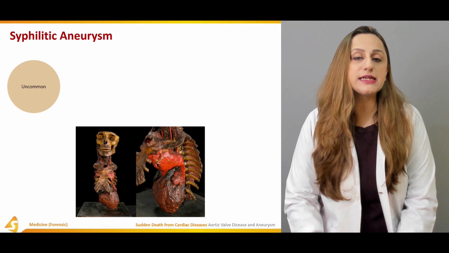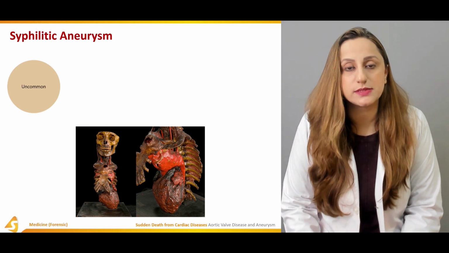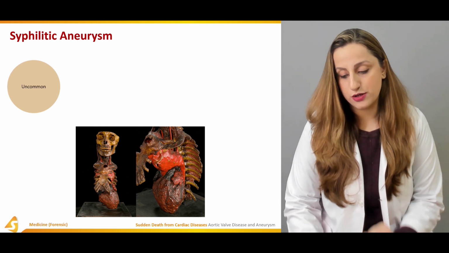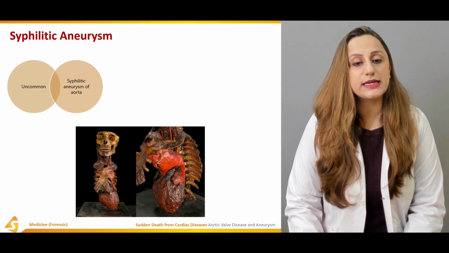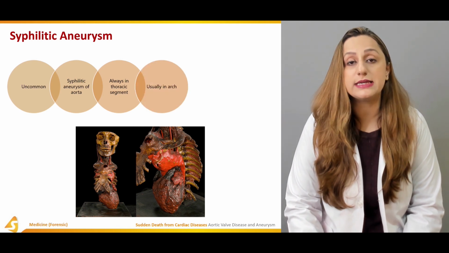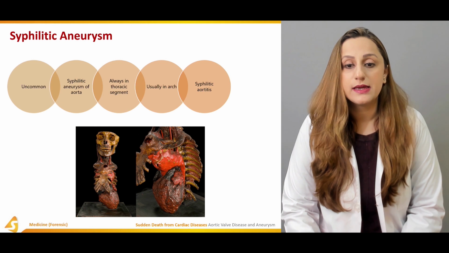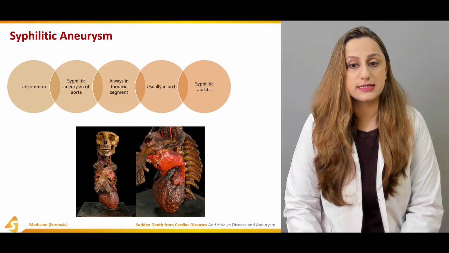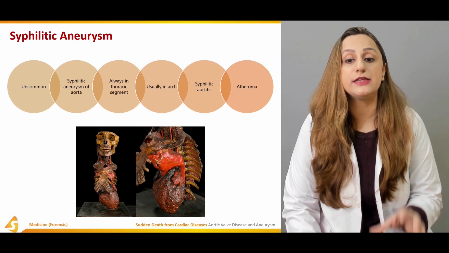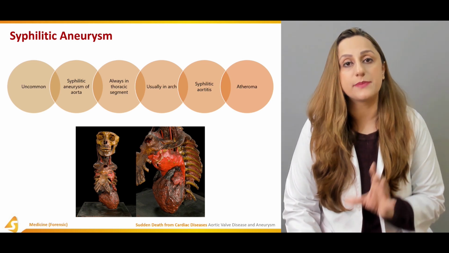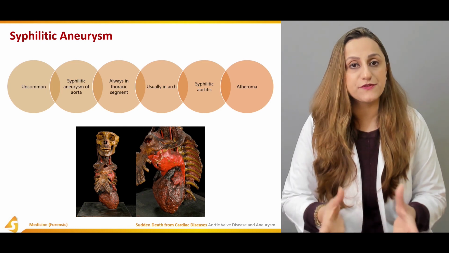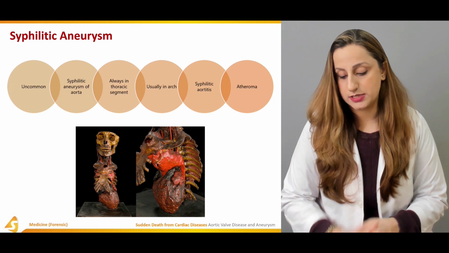We have the syphilitic aneurysm, and it's quite uncommon because it's basically a sexually transmitted disease which is undiagnosed in a lot of cases. And the syphilitic aneurysm of the aorta is always in the thoracic segment. It usually is in the arch of the aorta. The syphilitic aortitis is commented upon whether it is found or not, and then we'll focus on the atheromatous plaques. If they're found, along with the other changes of the syphilitic aneurysm, then we'll comment upon it accordingly.